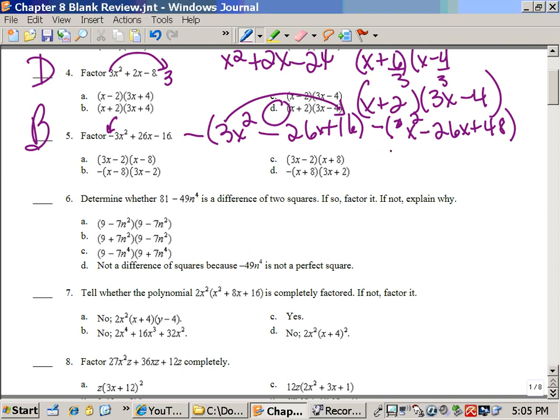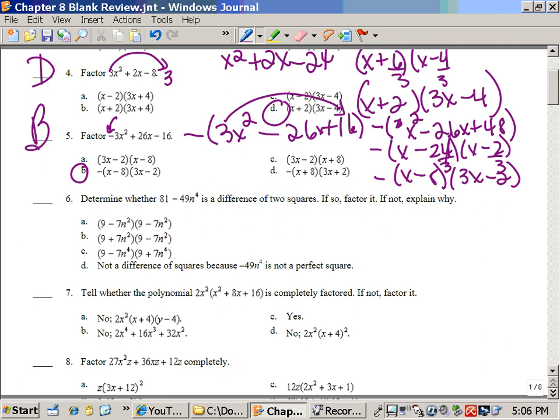I keep keeping that negative there. You see how that's there all the time? And then I factor this, it is going to be x minus 24 and x minus 2, because 24 times 2 is 48 and 24 plus 2 is 26. Now I need to slide the 3 back under. That gives me negative x minus 8 and 3x minus 2. Correct answer is B.